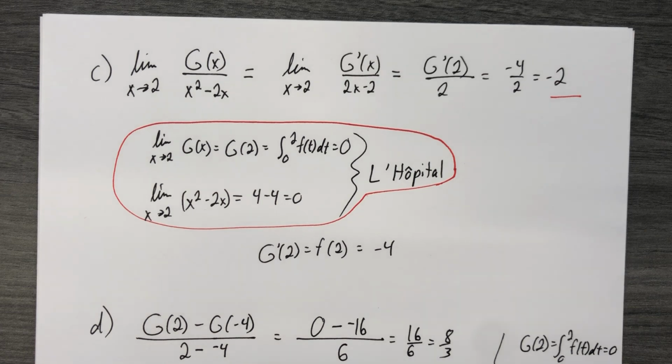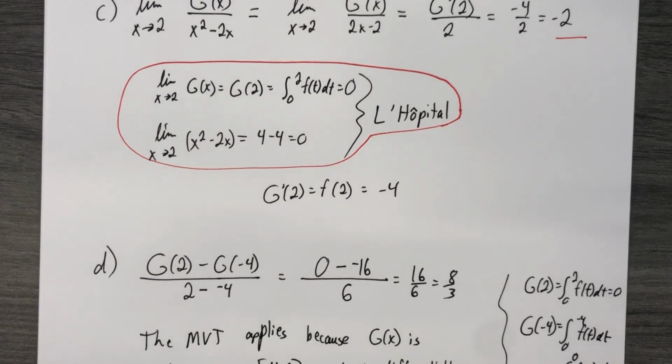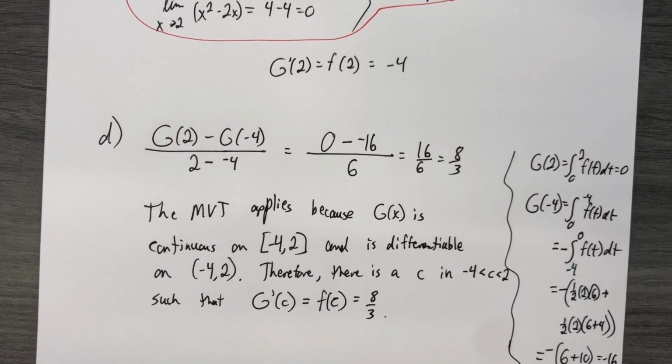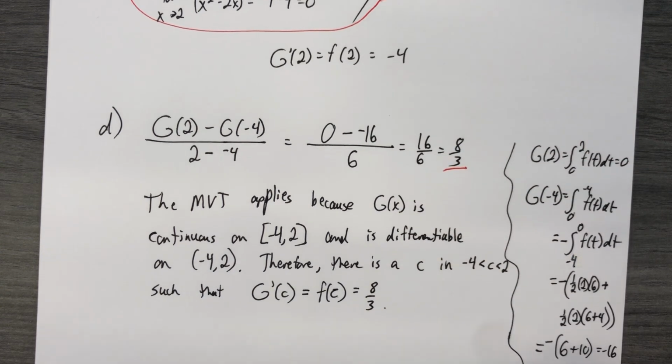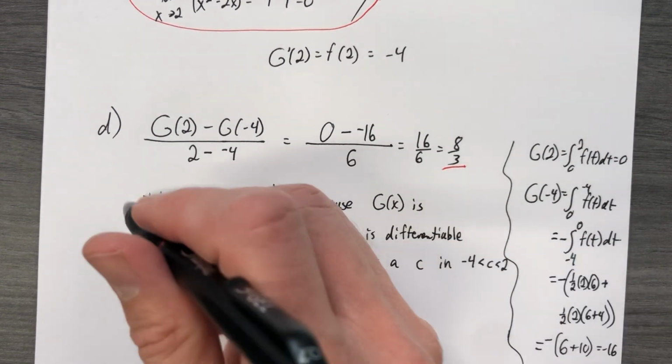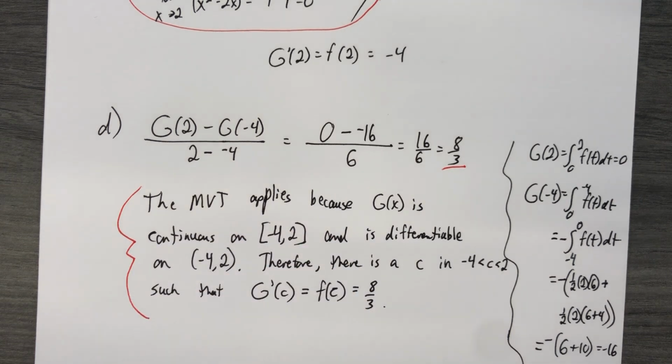Right there. And now we scroll to part D. About to earn 2 more points. We get 8/3 as an answer, and there's one of them. And then the other one is going to be basically this. That's it.